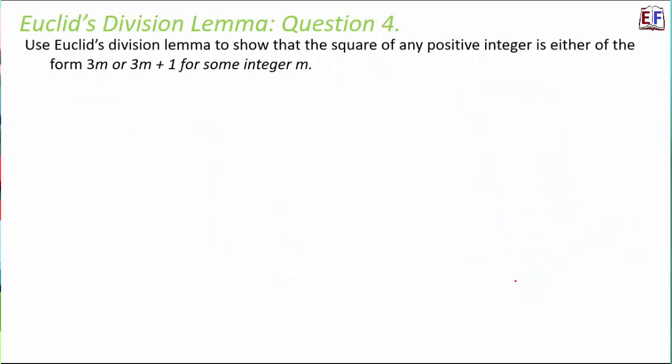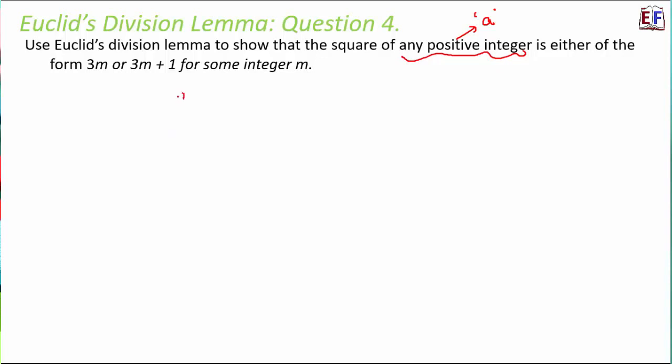Question number 4. Use Euclid's division lemma to show that the square of any positive integer is either of the form 3m or 3m plus 1 for some integer m. Okay. Now let us assume that a is any positive integer. Let us assume that positive integer is a.